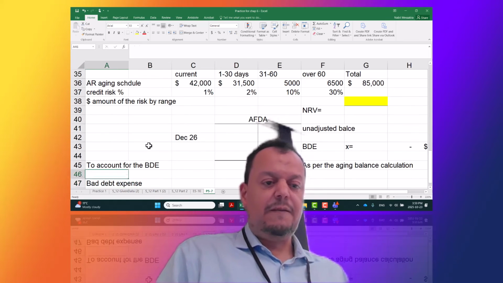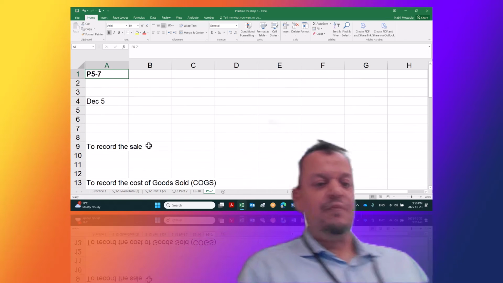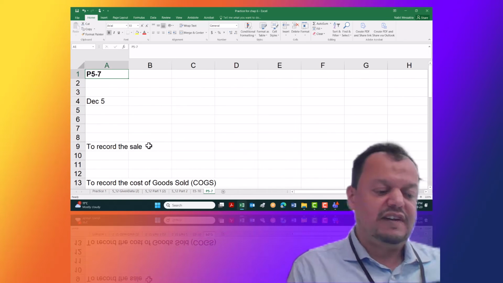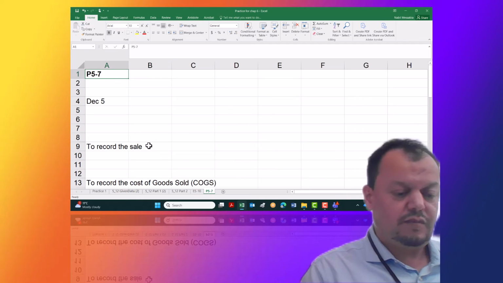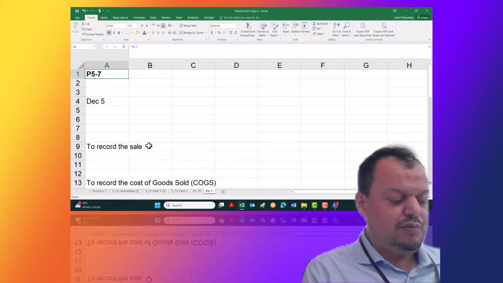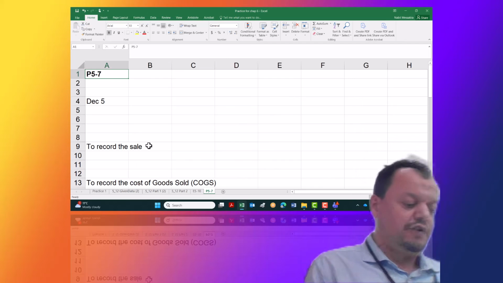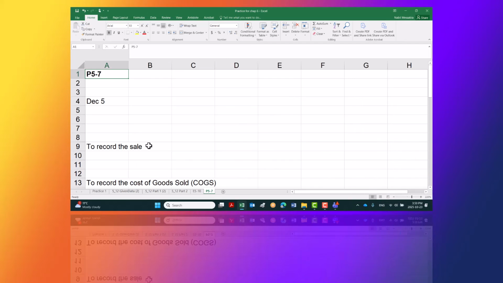Now, number 7. Problem 7-57 of your textbook, and this is on page 294. So it says on December 1st, 2023, this company reported the following information in its statement of financial position. Accounts receivable, $154,000. Allowance for doubtful accounts, $4,500 credit balance.